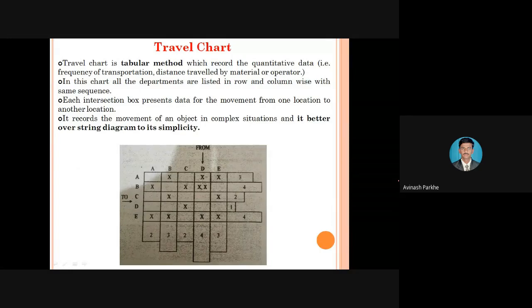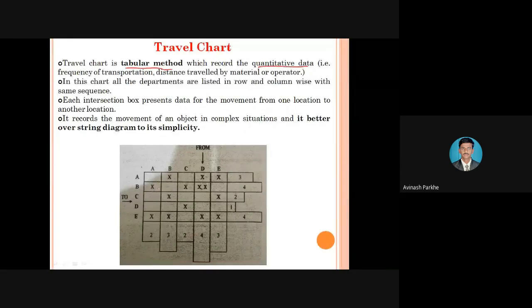So to avoid the limitations of the string diagram, this travel chart plays a very, very important role in calculating the movement of the material from one location to another location. In addition to that, the travel chart is a tabular method which records quantitative data. Whatever the construction of the travel chart is, it is indicated by the bottom figure. So this particular method is called a tabular method.